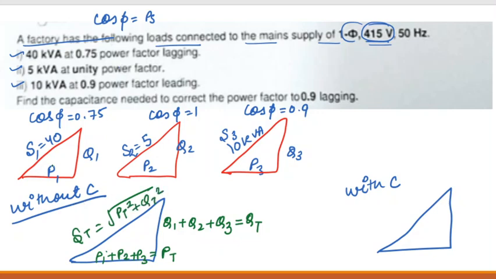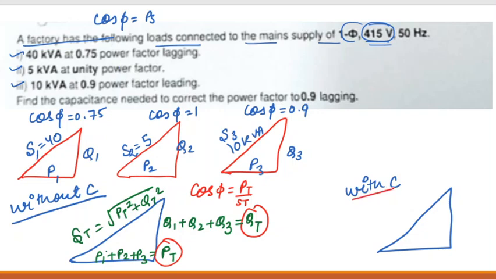Never do this: take S as S1 plus S3. Never. Maximum of the students do this thing. But how will you get apparent power? By the combination of total active power and total reactive power. Got it? So from this PT and QT, can you get cos phi? That is PT by ST. Right? So that is without capacitor.